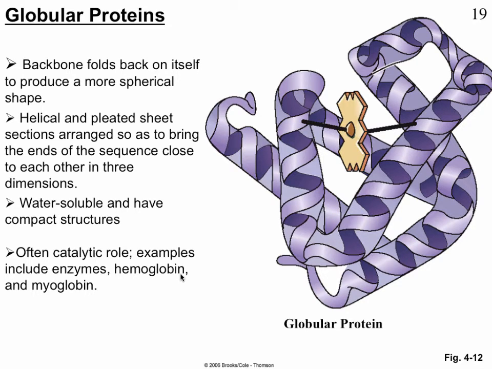All right, so we're going to talk about globular proteins. This is a much more common type of tertiary structure, and this is when the backbone, just like it sounds, is globular in shape. The backbone folds back on itself to produce a much more spherical or globular shape. It can be different combinations of helical and pleated sheets arranged so as to bring everything really close together in 3 dimensions. These are water soluble and have compact structures, and they often have catalytic roles. For example, enzymes are often soluble or globular proteins, as well as hemoglobin and myoglobin.